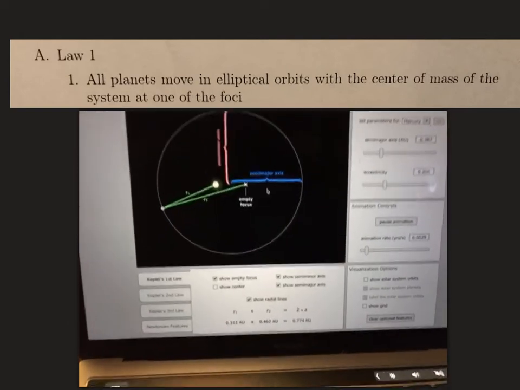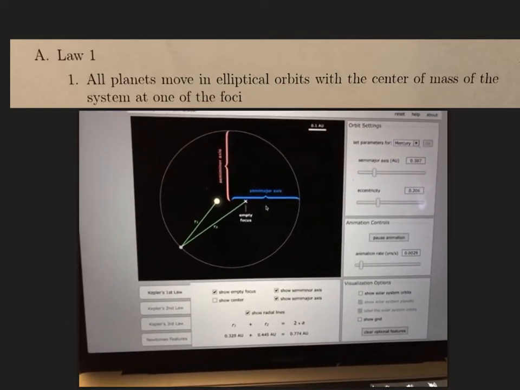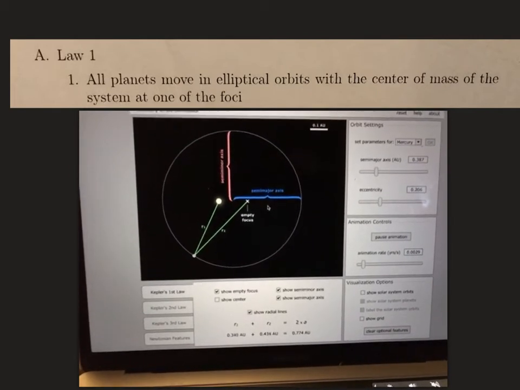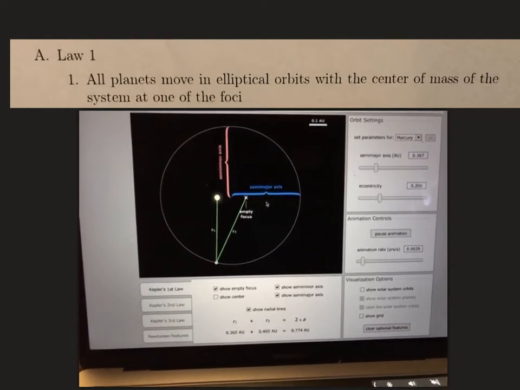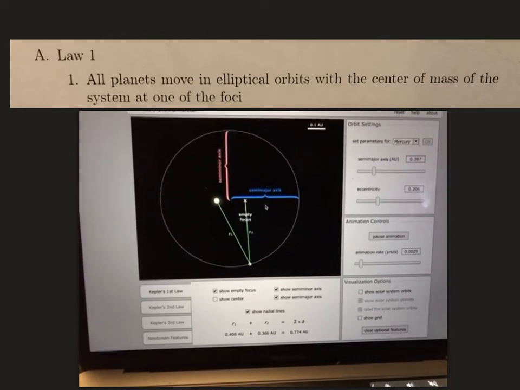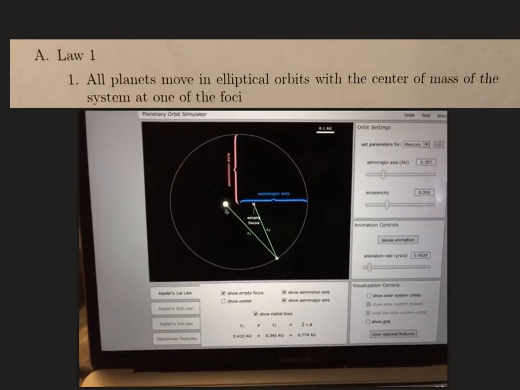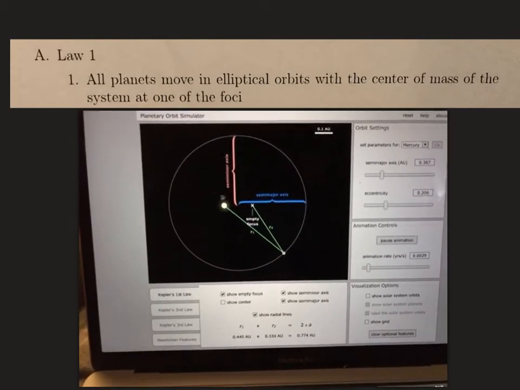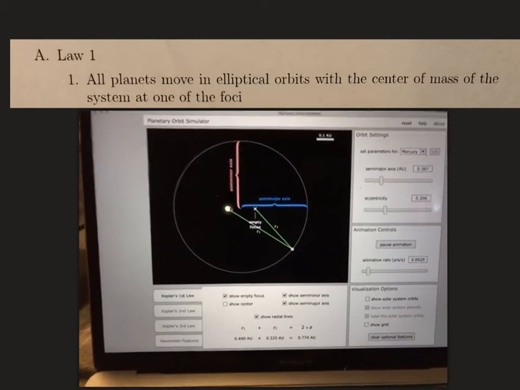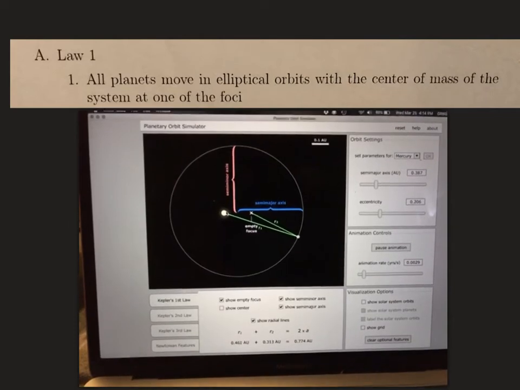Now, this simulation has the sun sitting at one of the foci, and this is what Kepler thought was true, but Kepler did not know about Newton's laws of gravitation. So it turns out that the sun exerts a force on the planet, but the planets also exert a force on the sun. So the sun also has a teeny tiny little orbit of its own. And so we actually orbit around the center of mass of the system, including the sun, rather than orbiting around the sun itself.